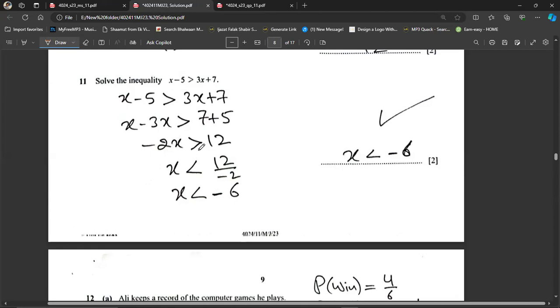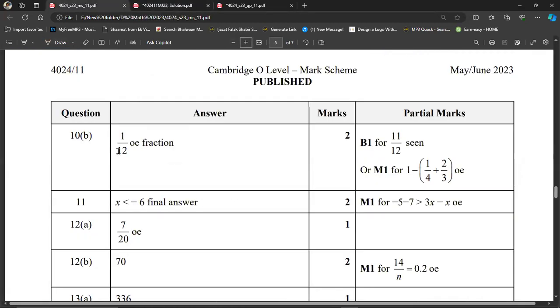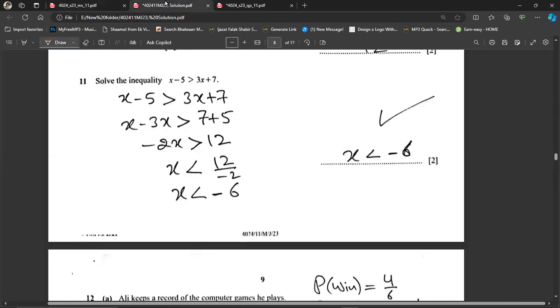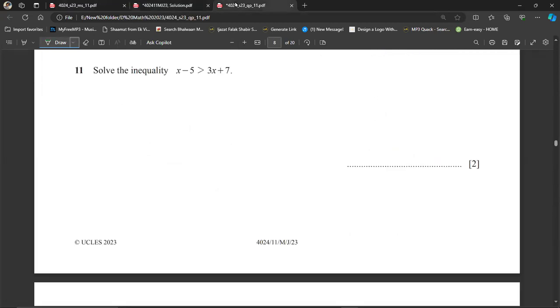You know, when you divide both the sides of an inequality by a negative number, the sign of the inequality flips, it changes. So because we are going to divide both the sides by minus 2, the sign of the inequality will change. So x is less than 12 by minus 2. x is less than minus 6. So x is less than minus 6 is the answer. This is how this is done. Hopefully you understand.